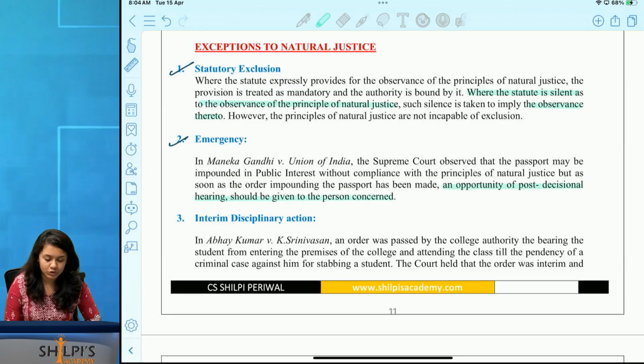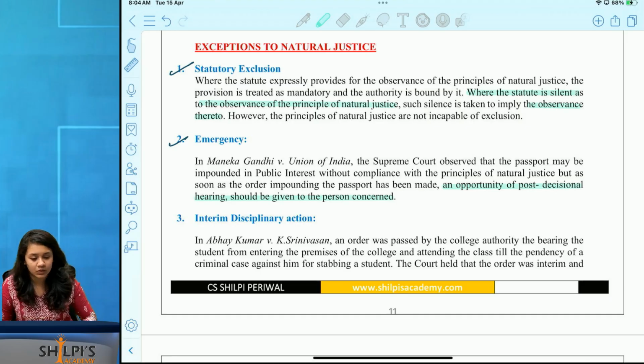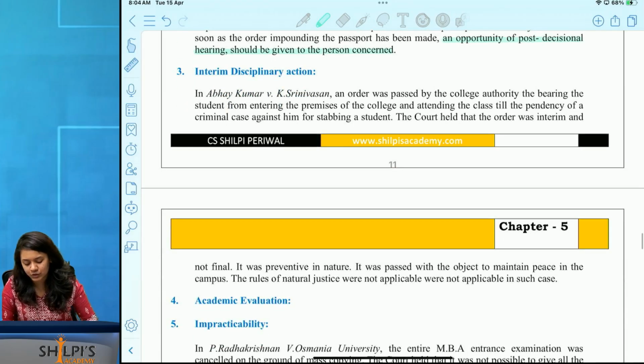So even though the opportunity of being heard was not given prior to the decision, it was given as a post-decisional hearing. Now this is only in the case of an emergency, that is, at that moment there was an immediate need to impound her passport, otherwise there was a chance that she would have left the country and not come back. The third one is known as interim disciplinary action.